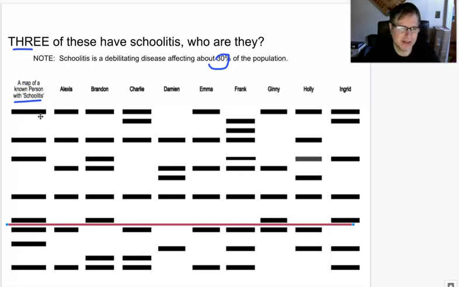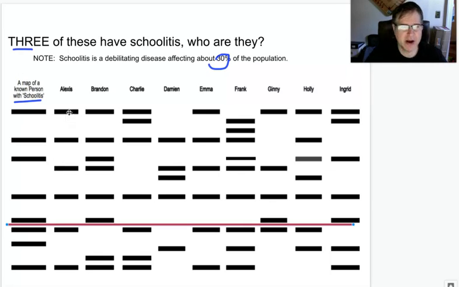Now, lastly, let me talk about what the number of bands they have in common might mean. We can actually use those to determine the relatedness. So let's look at Alexis and Brandon. How many markers do they have in common? They have 1, 2, 3, 4, 5 markers in common. Now, I don't know how closely related that makes them. They're definitely not identical twins, those that have the same.